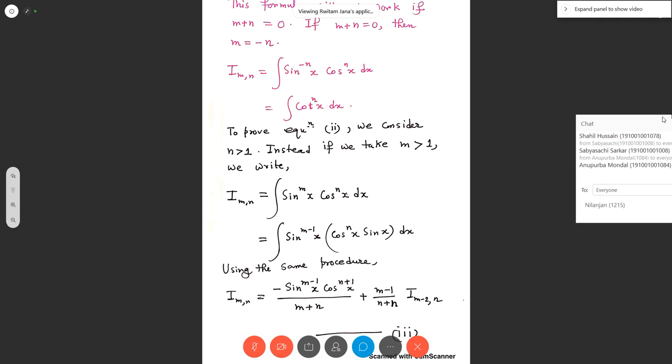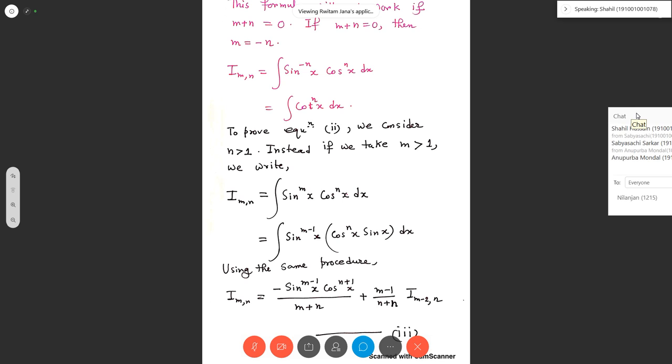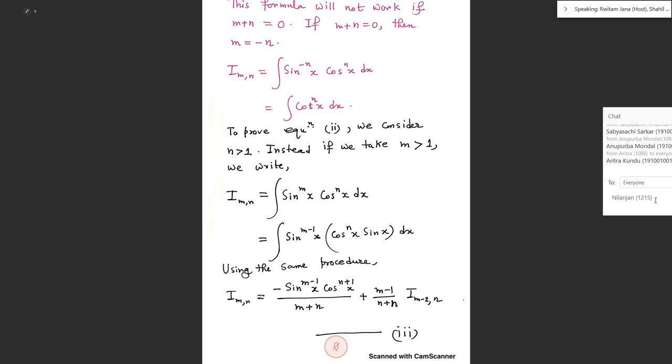What is that in the last line? Is it m minus 1 divided by m plus n? Now it will be m plus n. Actually, I have not reached that part. Just tell me about the Imn part up to this, that is m equals minus n.